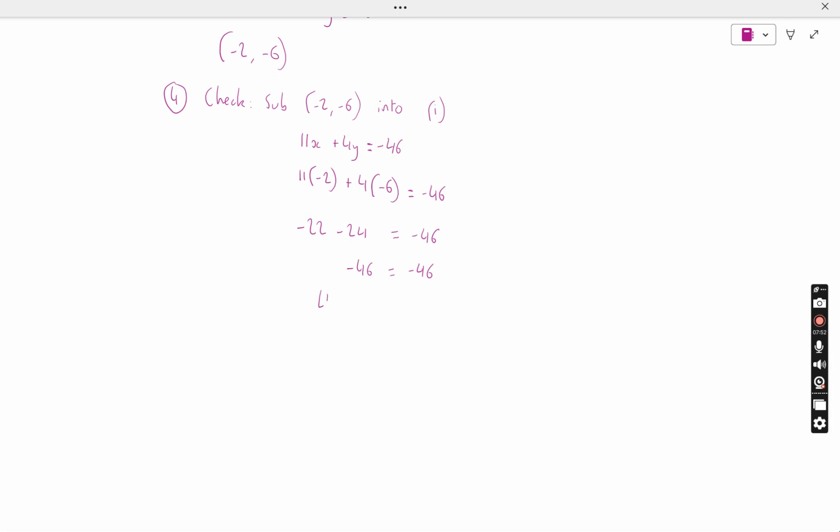So left hand side equals right hand side. Therefore, the solution of x is negative 2, y is negative 6 is verified. And we are done.